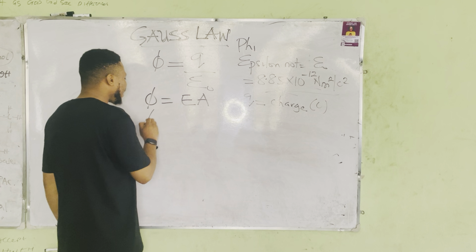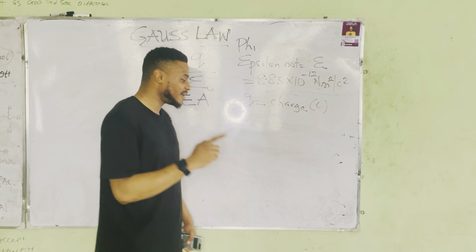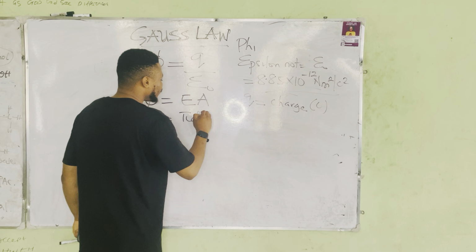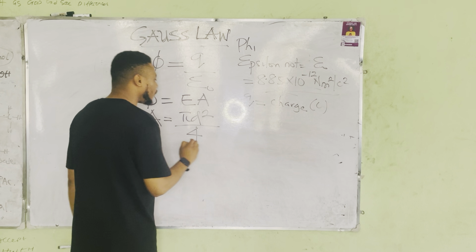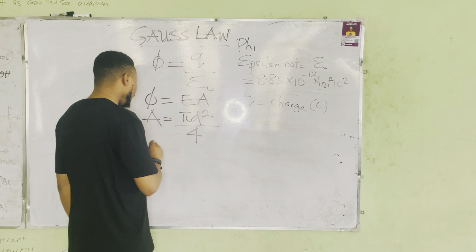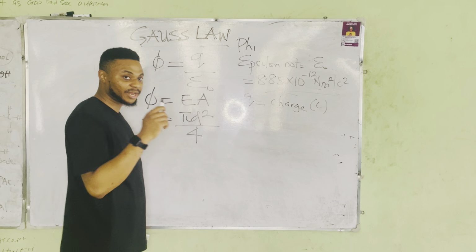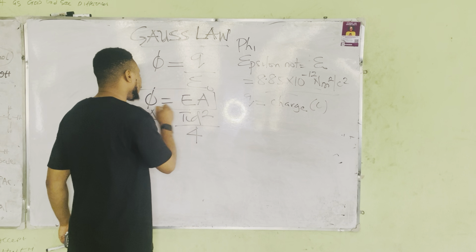Guys, A has a formula. The formula for A, if you're not given A, is pi d squared all over 4. Pi d squared all over 4. So basically we have EA as the formula for electric flux. This is the general formula for electric flux.